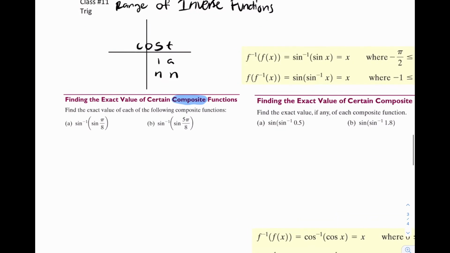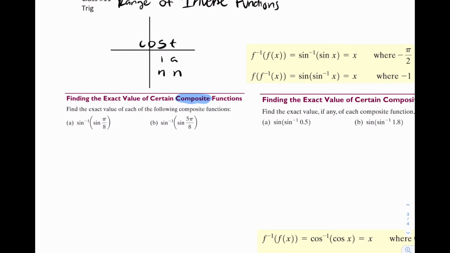So let's go to this first one. Find the exact value of each of the following composite functions. Sine inverse of sine of pi over 8. So your intuition is probably going to tell you just cross this out and write pi over 8. While for this one, that is coincidentally the answer, that is not the way to do it. So make sure you do not just do that. It takes a little bit more work.